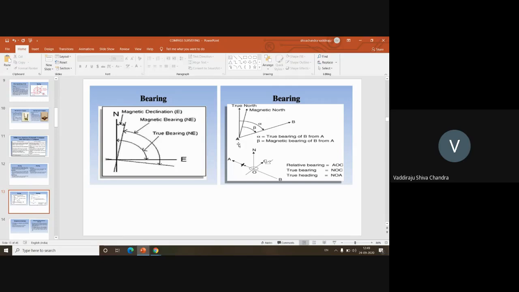So you can see a true north. There is a line AB. This is called a survey line AB. So alpha is the true bearing of B from A. Beta is the magnetic bearing of B from A. Okay. So you need to have a clear concept here. What is true north? What is magnetic north? What is the difference? All those things.